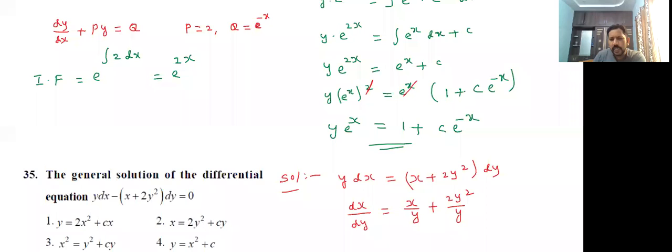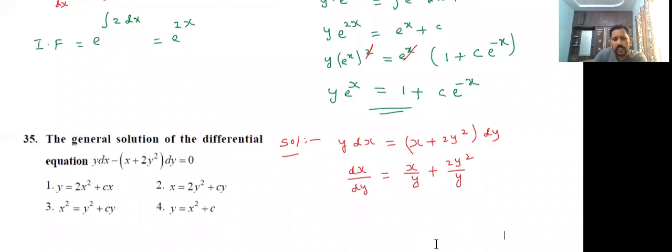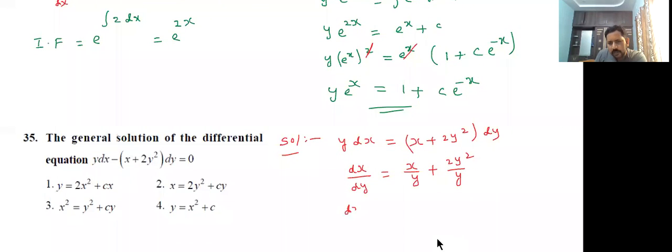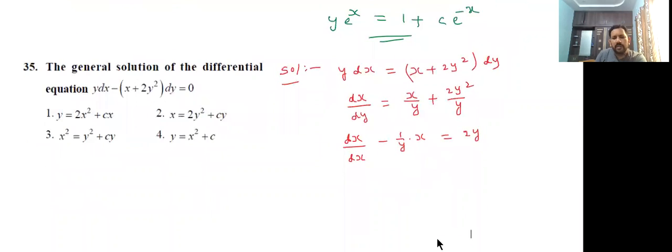Next step, how to write, students? dx by dy, and x by y sent to the left hand side, we get minus x by y. That means minus 1 by y into x is equal to, here y is cancelled, the remaining part is 2y. So by observing the problem, it is in the form dx by dy plus Px is equal to Q. What is P, students, here? Minus 1 by y. And what is Q, students? 2y.